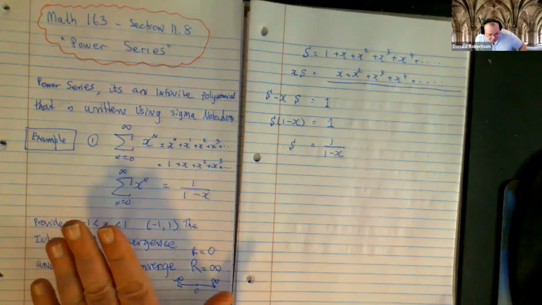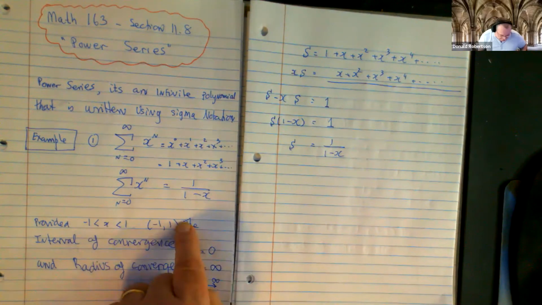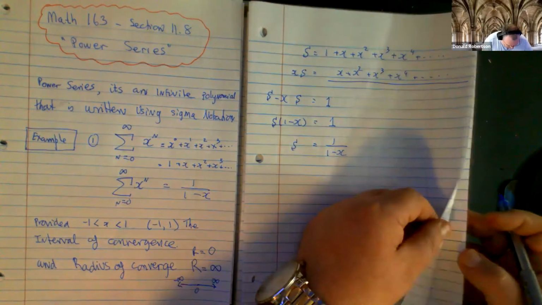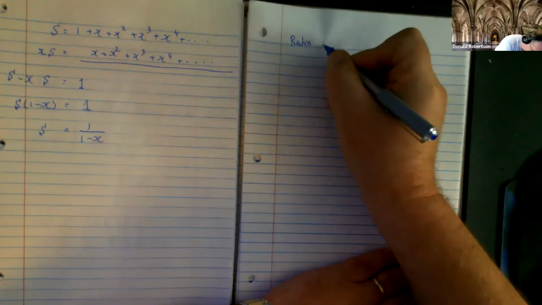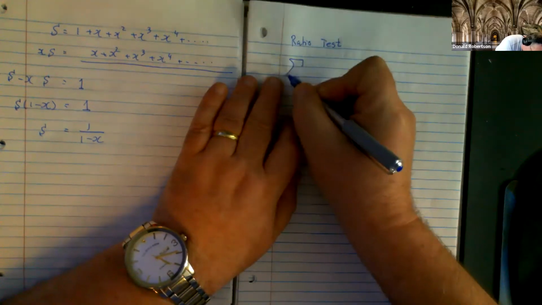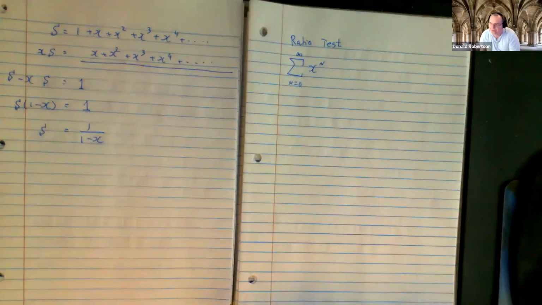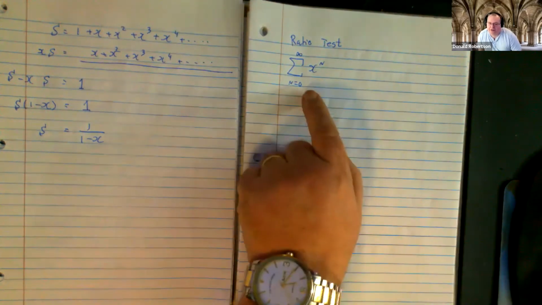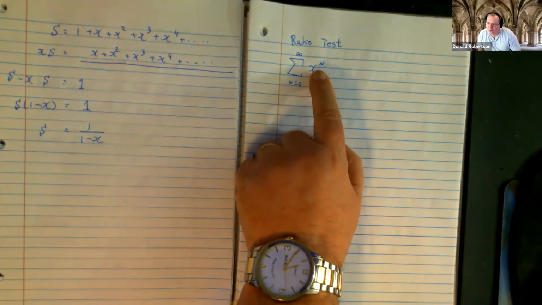Now, we're going to be focusing on finding the radius of convergence, and then after that, the interval of convergence. And the main tool that we're going to use is the ratio test. Okay, let's take the series I've just done a moment ago, n equals 0 to infinity of x to the n. And I'm going to find the values of x that it converges for. That's my goal.